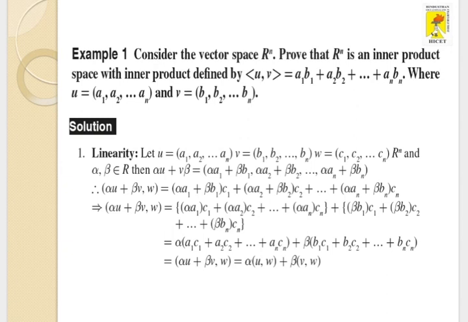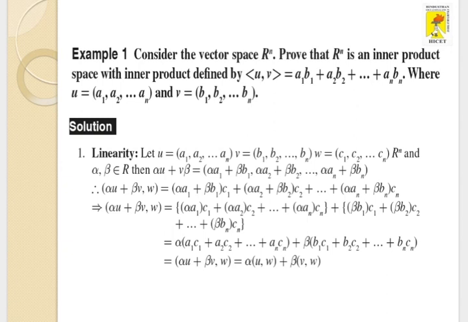We have to prove 3 properties. First one is linearity property. Given u equal to (a1, a2, etc. an) and v equal to (b1, b2, etc. bn), w equal to, we are taking an extra (c1, c2, etc. cn) in R power n, and alpha, beta belongs to R, then alpha u plus beta v equal to (alpha a1 plus beta b1, comma, alpha a2 plus beta b2, etc. alpha an plus beta bn).